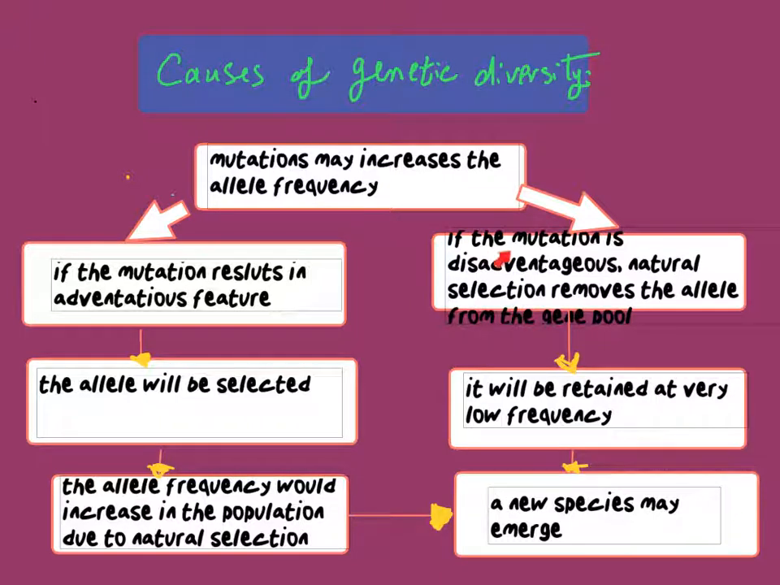While if the mutation was disadvantageous, natural selection is going to remove this allele from the gene pool. The process of natural selection is going to be repeated and repeated in every generation. So this allele will remain at a very low frequency and might be completely removed from the population. This also may lead to the emergence of a new species which lacks the phenotype of that particular allele.